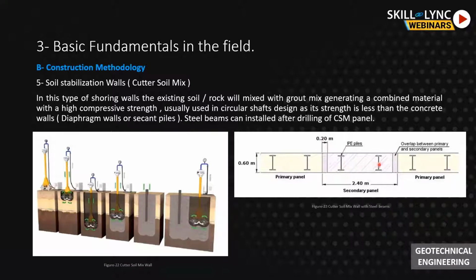It will be spaced I-beams. Also, we have an intersection between the panels of around 200 millimeters. In the market, this type of wall is used for circular shafts and for micro tunneling projects. Because in this type we don't have steel, the entry of the micro tunneling machine will be easy, instead of breaking through a concrete wall or diaphragm wall.